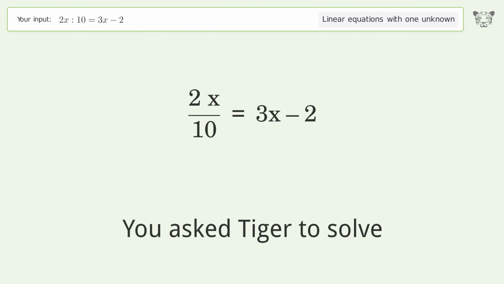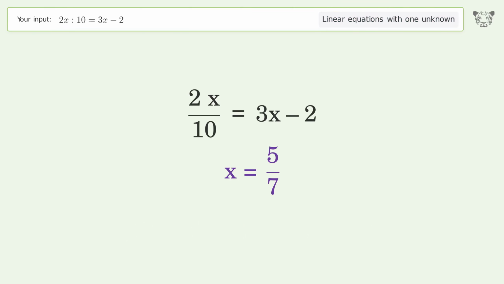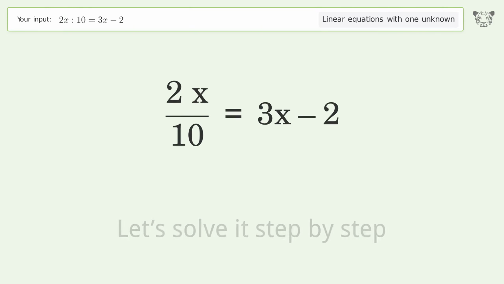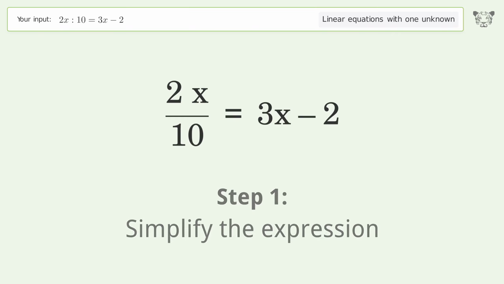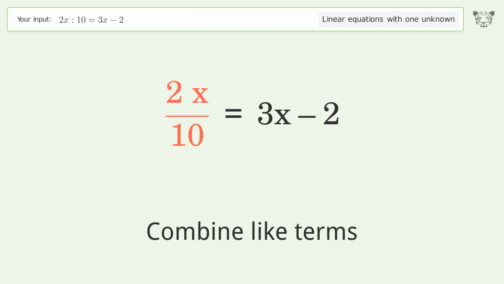You ask Tiger to solve. This deals with linear equations with one unknown. The final result is x equals 5/7. Let's solve it step by step. Simplify the expression. Combine like terms.